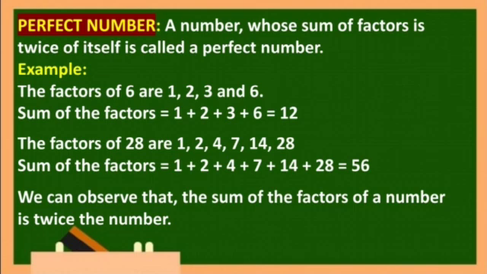So, how do we define a perfect number? A number whose sum of factors is twice of itself is called a perfect number.